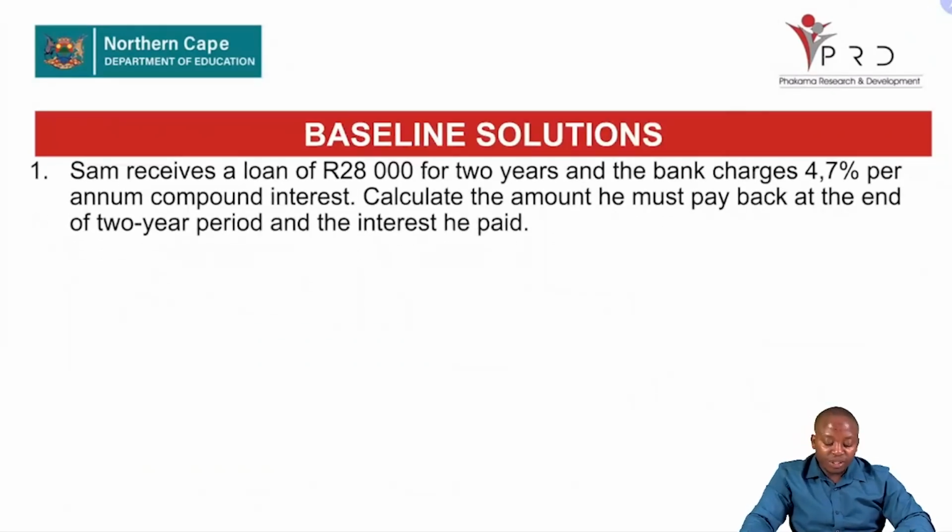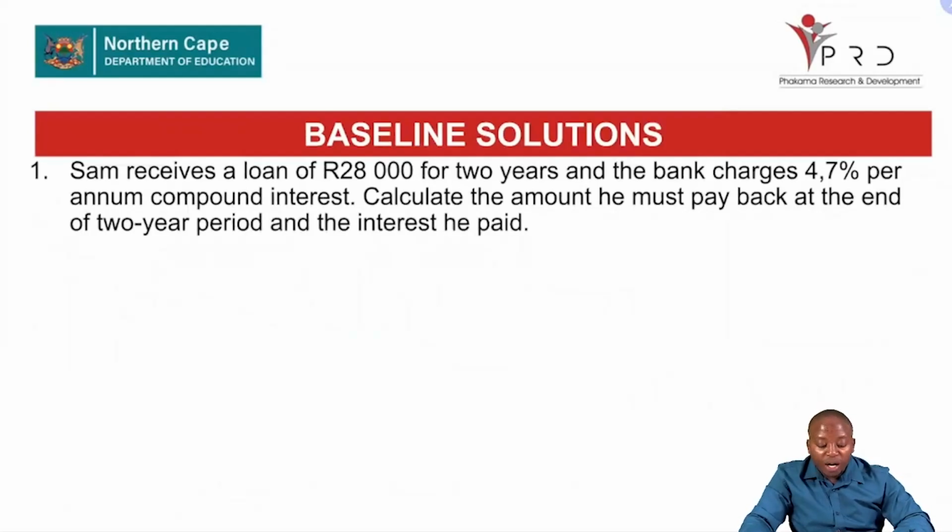Now, on the first question, we are told the following. Sam receives a loan of 28,000 rands for 2 years, and the bank charges 4.7% per annum compound interest. Calculate the amount he must pay back at the end of the 2-year period and the interest that he had paid.